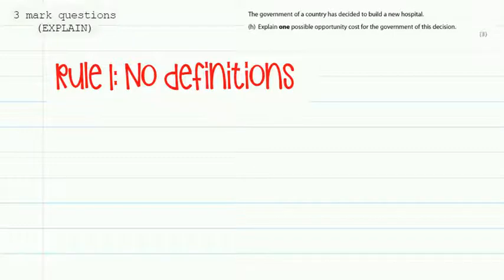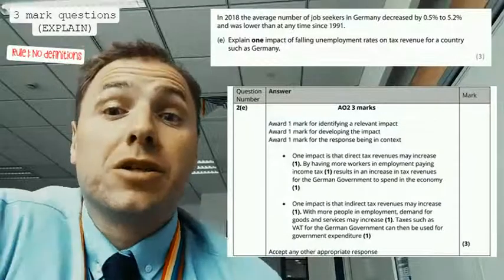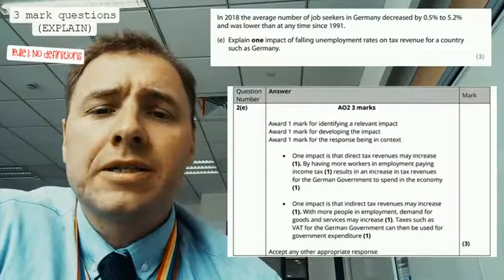AO1 is just basic knowledge. AO2, as we said before, is application and understanding of economic terms. So no definitions, waste of your time. Examiner won't give you any marks. No definitions.